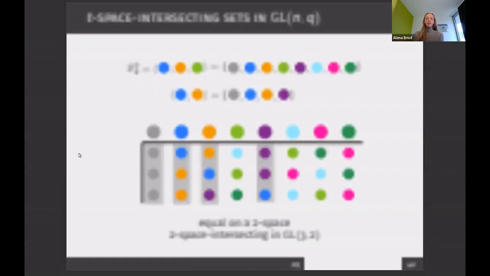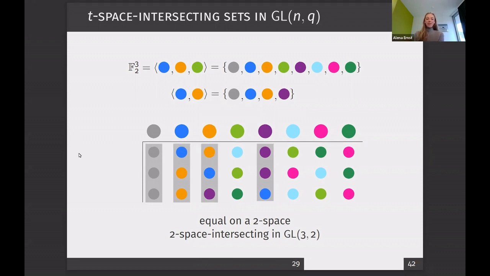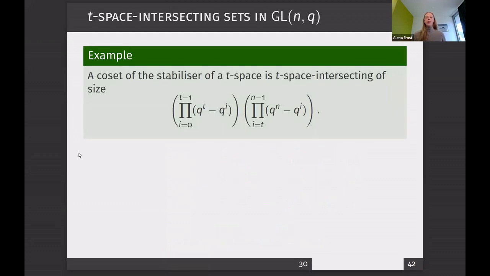And this example here is again a special one because it is indeed a subset. It is a subset of the stabilizer of a 2-space. And again, any coset of the stabilizer of a t-space is in fact t-space intersecting, and its size is given by the product that you see here. So the question that may arise again is whether this gives us an upper bound on the size of t-space intersecting sets, and whether they are the only t-space intersecting sets of maximal size.